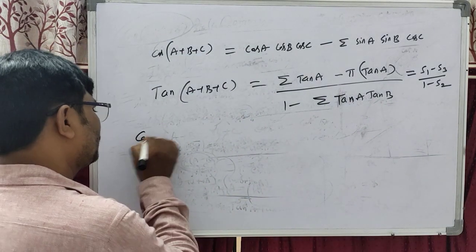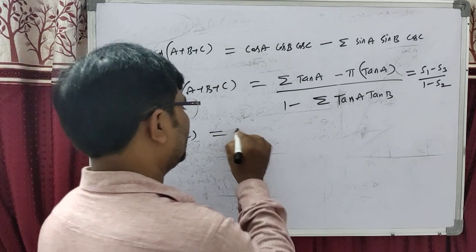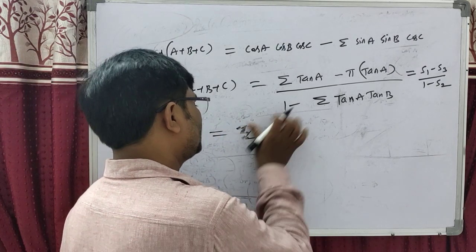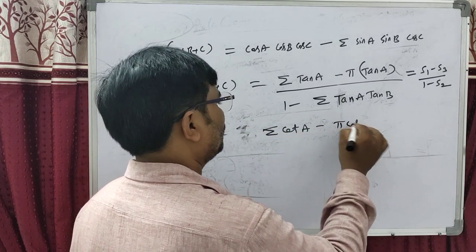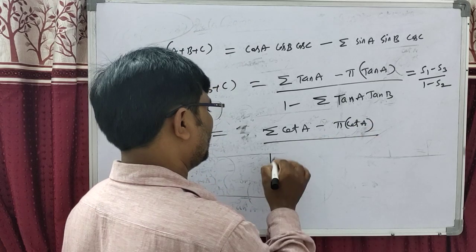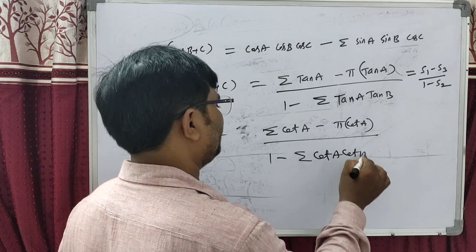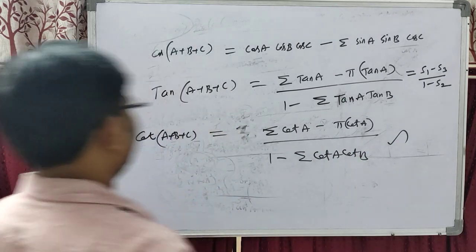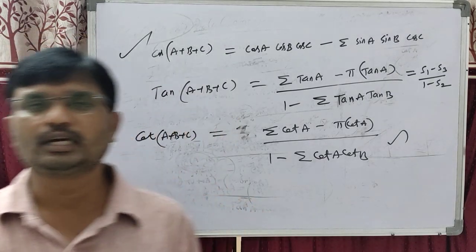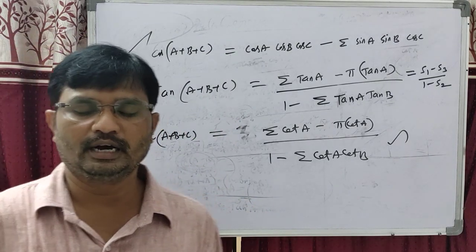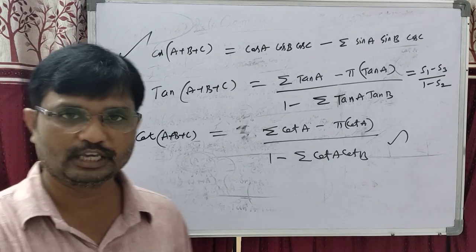Similarly, dear students, the cot of A plus B plus C is sigma cot A minus pi cot A upon 1 minus sigma cot A cot B. These are the expansions of sin of A plus B plus C, cos of A plus B plus C, tan of A plus B plus C, and cot of A plus B plus C. Okay, students?